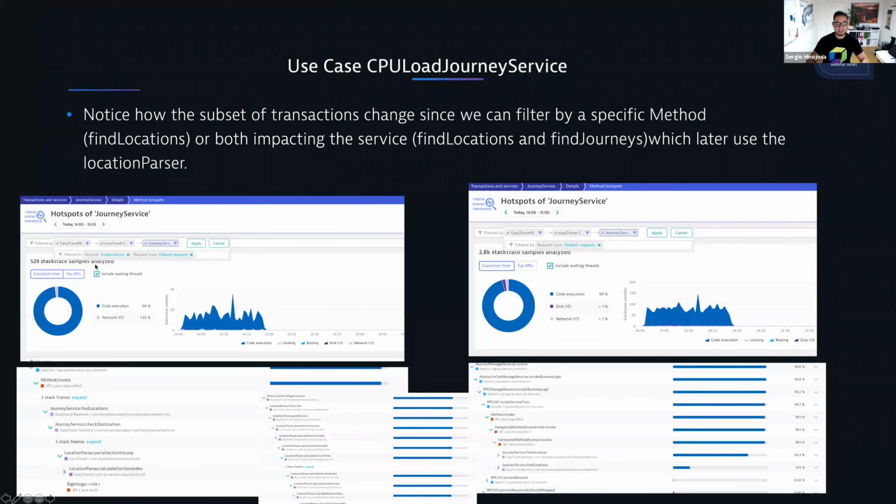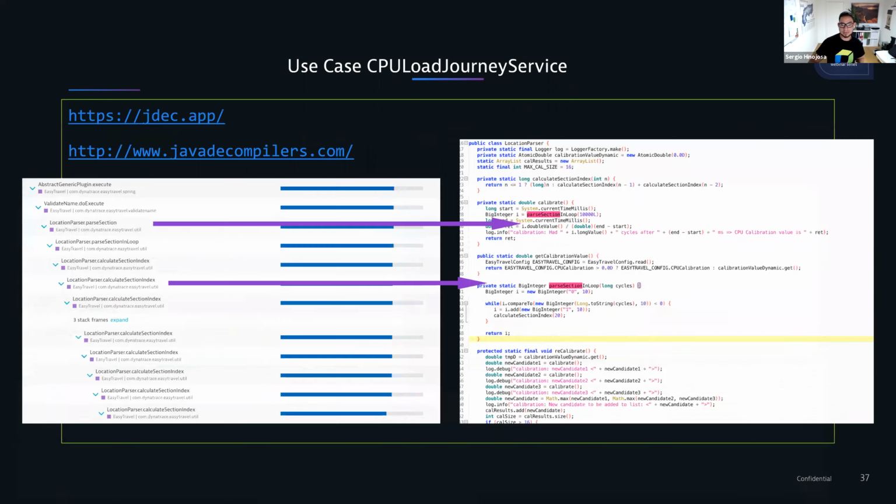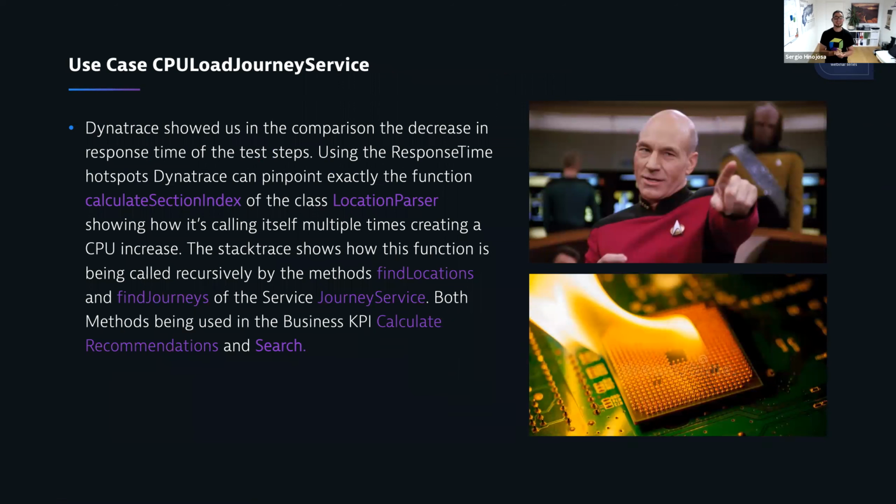In here, I have an example of how, on the left side, I filter by the method and get into the method hotspot by method. On the right side, without the method, so we see both or with one, right? Really a lot of information. So Captain Performance is now really happy, and he noticed that the calculate section index in the location parser was the problem that impacted 2 transactions in your load test, okay?